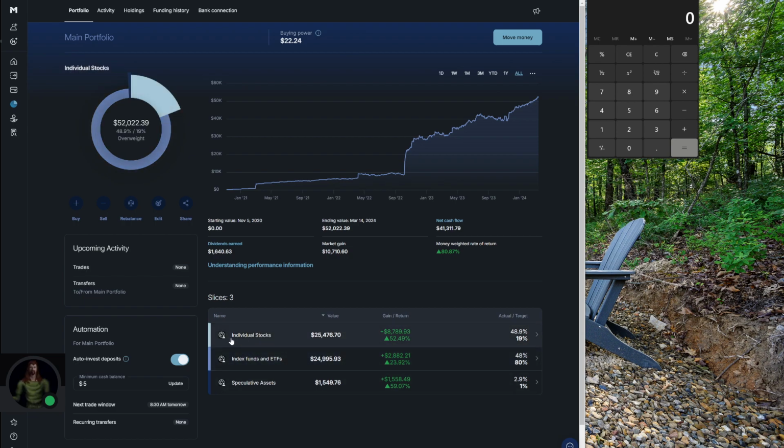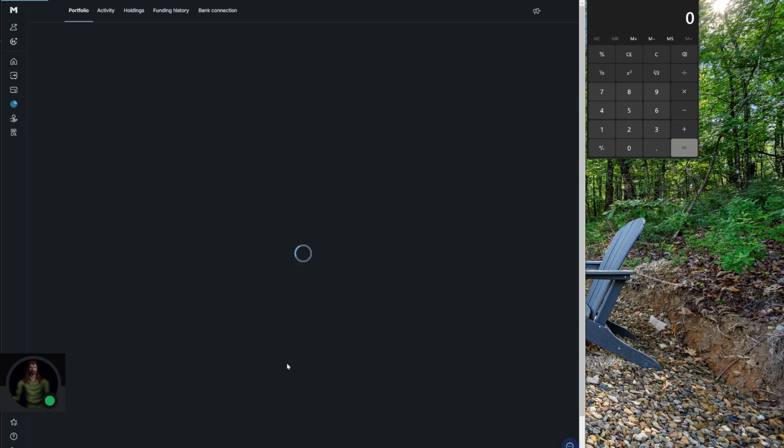I've got three pies. One is for individual stocks, one's for index funds and ETFs, and one is for speculative assets that I was playing around with in the beginning. My goal is to have 80% in index funds and about 20% in stocks, but I was really heavy in stocks in 2021 and 22, and so I've since changed that, and I'm trying to invest all my money going forward into the index funds until I get to the 80%. But currently I'm at 48% up in each. They're about dead even.